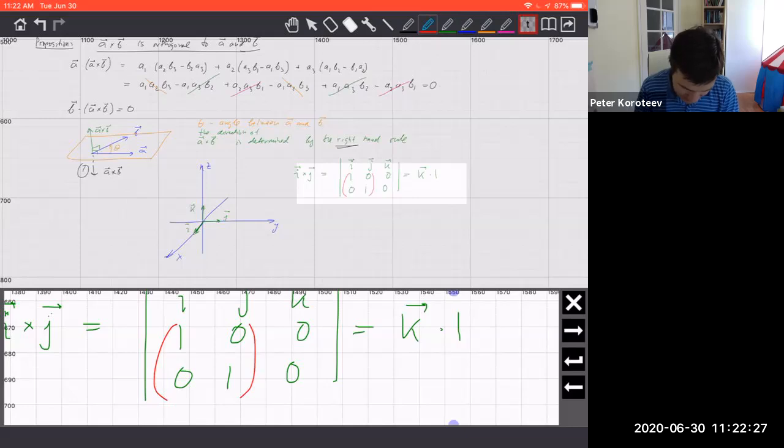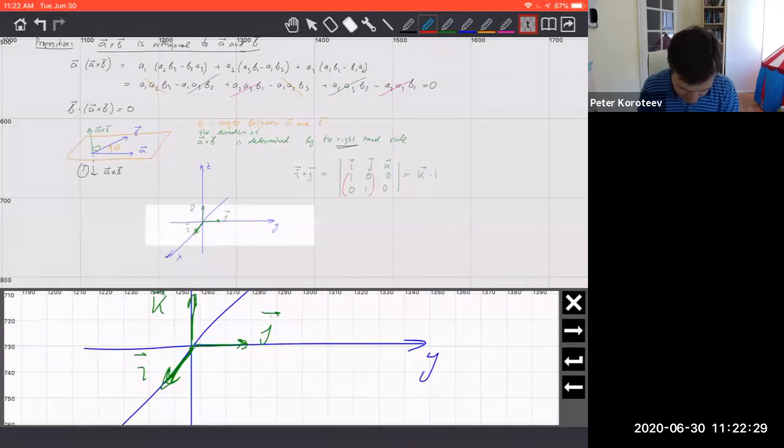So if you put the angle theta here, which in this case is 90 degrees, and you take the thumb along the I, index finger along the J, then the middle finger will go along the K.